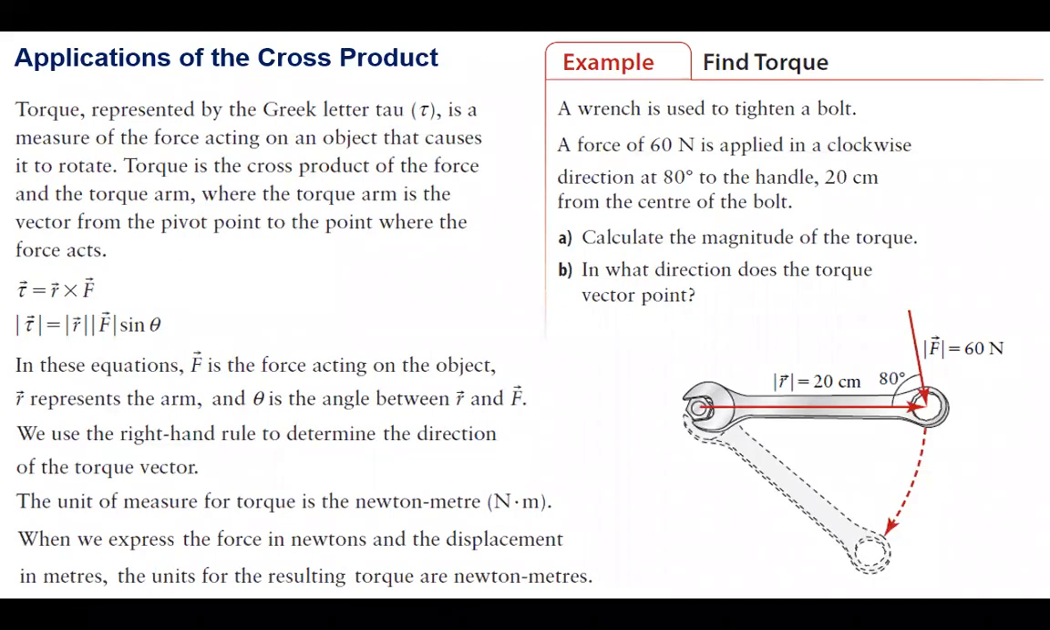And we also know by the definition of cross product, the magnitude of tau equals the magnitude of R times the magnitude of F times sine theta, and theta is the angle between R and F. In these equations, vector F is the force acting on the object. Vector R represents the arm, and theta is the angle between R and F. We use the right-hand rule to determine the direction of the torque vector. The unit of measure for torque is Newton meter, Nm. When we express the force in newtons and the displacement in meters, the units for the resulting torque are Newton meters.